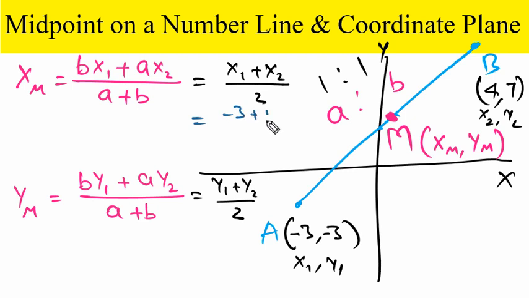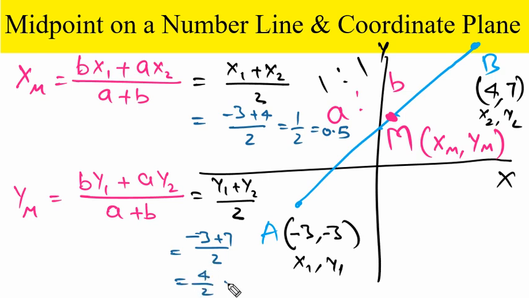Negative 3 plus 4 over 2 will give you 1 over 2, which is 0.5. And this is y: negative 3 plus 7 over 2 will give you 4 over 2, so your answer is 2, right? So your answer is right, 0.5 and 2. That's how we solve problems on the basis of midpoint on a number line and a coordinate plane. That's it for this video.